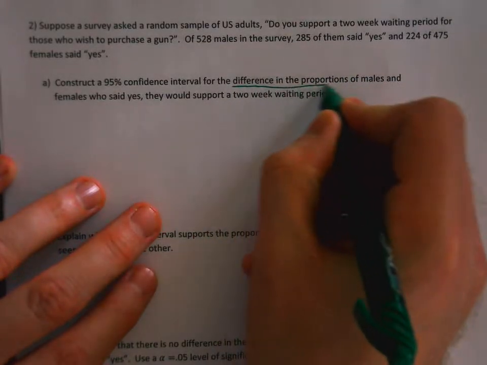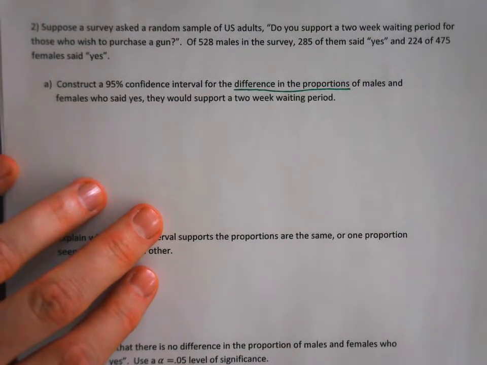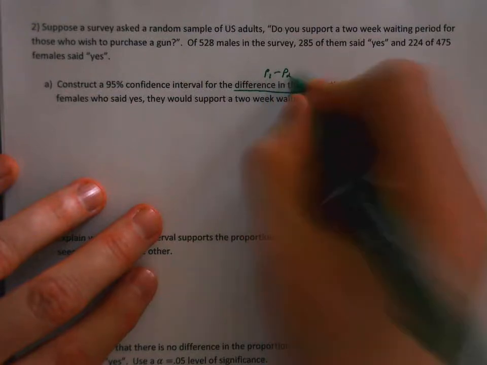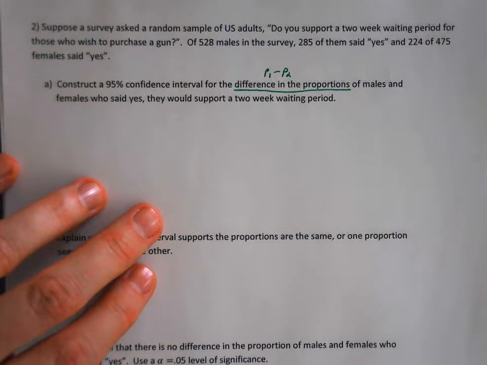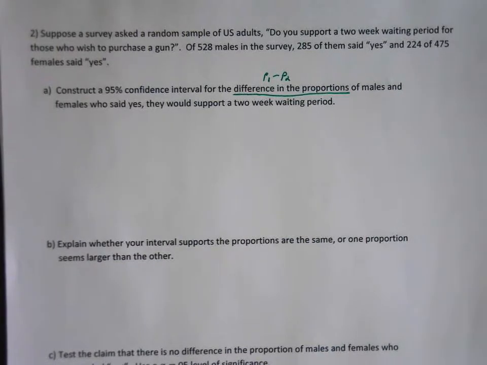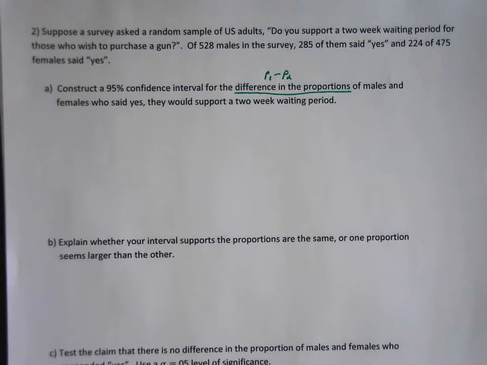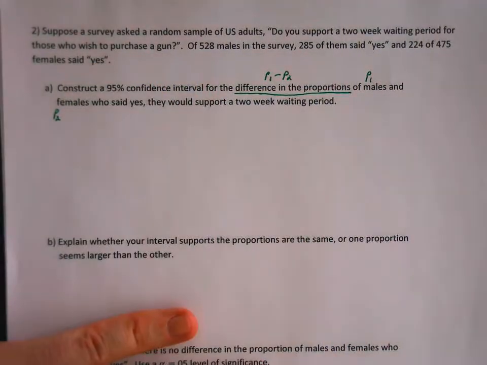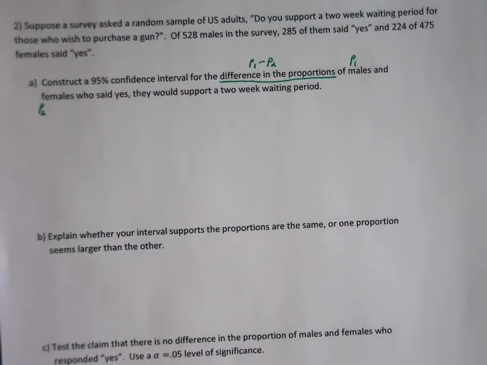Part A wants us to construct a 95% confidence interval for the difference in proportions. So that's, again, P1 minus P2. If you're reading a question and it said construct a 95% confidence interval for the difference in means, well, then you're back to mu1 minus mu2, and that's a different problem. But here it's the difference in proportions. So I'll identify the males as being the first proportion, P1, and the females as being the second proportion, P2.